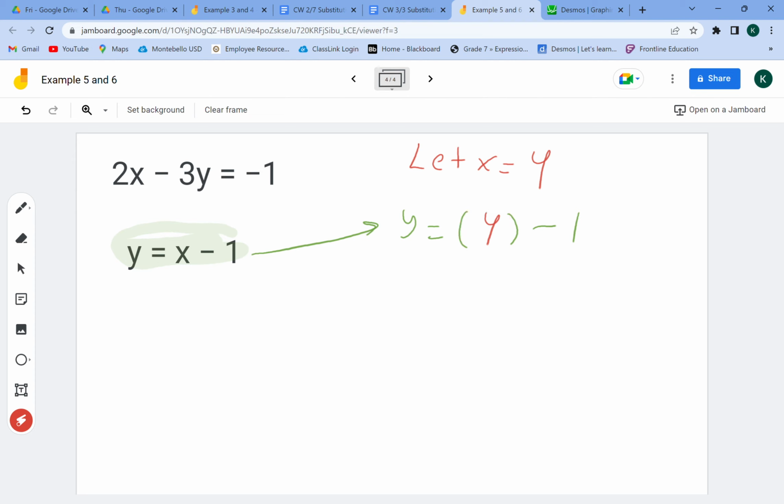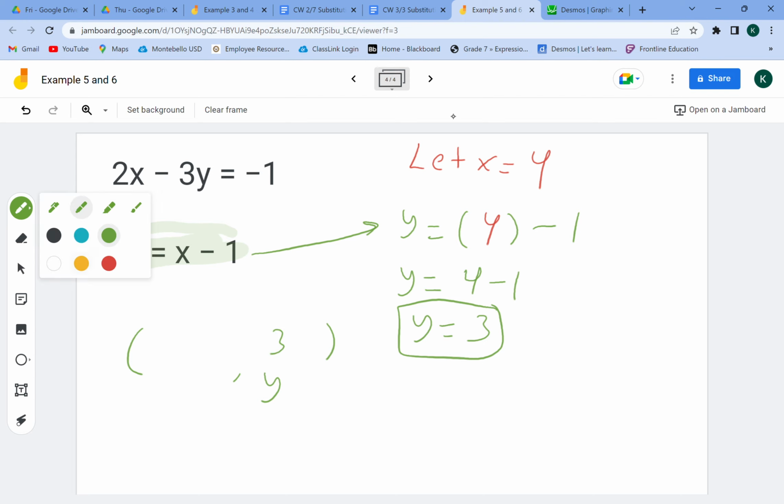So I have y is equal to. Now there's nothing to do with the parentheses, so I'm just going to bring the 4 down. So I'll put 4 minus 1. And 4 minus 1 is going to be 3. So it equals 3. You see, it's a lot easier that way. Now I have my ordered pair. I have my y, which is 3, and I have my x, which is 4.